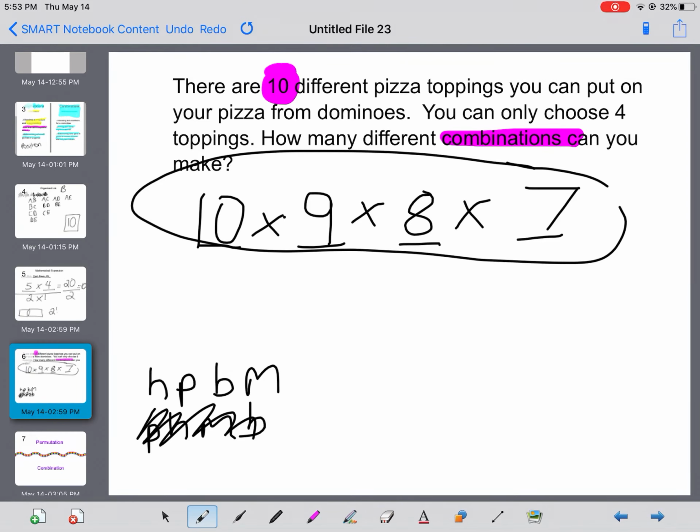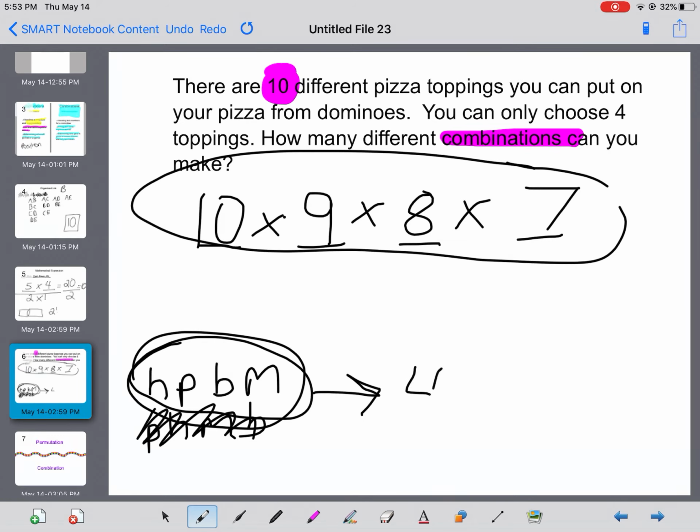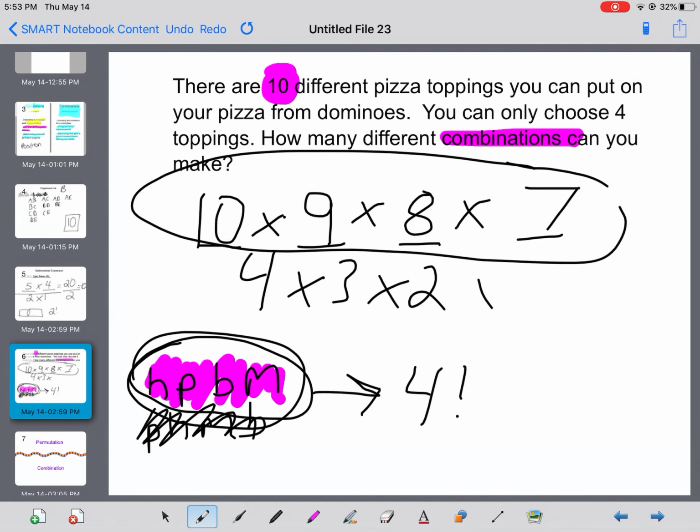So what I'm going to do is divide by how many different ways I can arrange these 4 things. And the way I can figure out how many different ways I can arrange something is using 4 factorial, because there are 4 choices that I have. And we should know that to do 4 factorial, I do 4 times 3 times 2 times 1. Okay? And then you can work out the math on your own. So again, it's kind of tricky, grade 7. You have to really think, what am I trying to find?